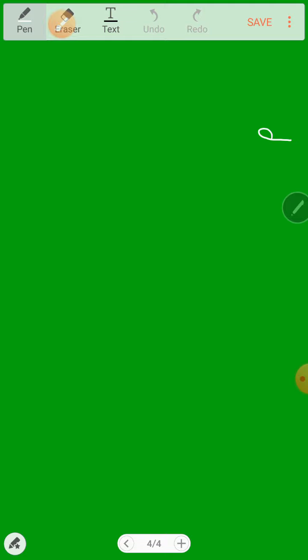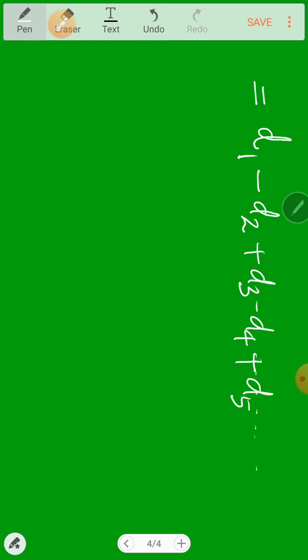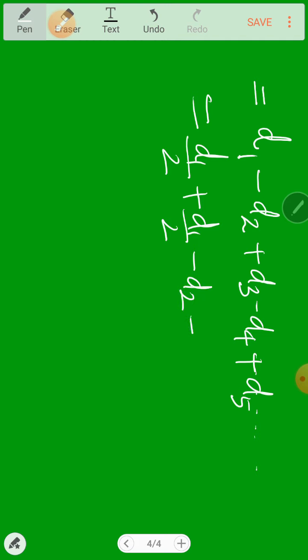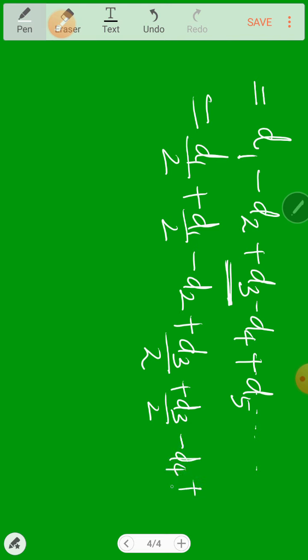And we know the amplitude from the first zone is D1, from the second zone minus D2, plus D3, minus D4, plus D5, etc. Then we can write D1 as D1 by 2 plus D1 by 2, minus D2, plus D3 as D3 by 2 plus D3 by 2, minus D4, plus D5 by 2 plus D5 by 2, minus, etc.